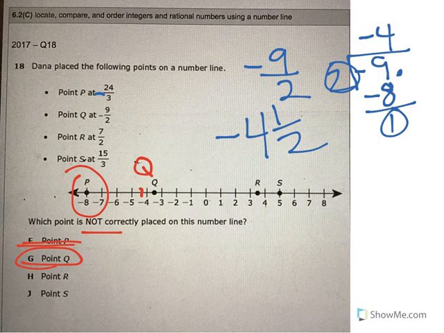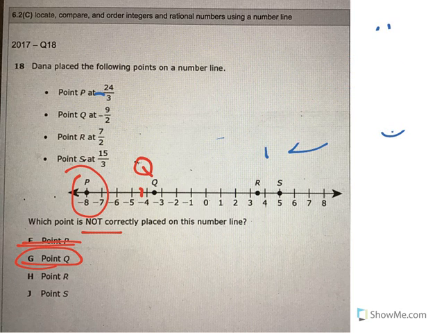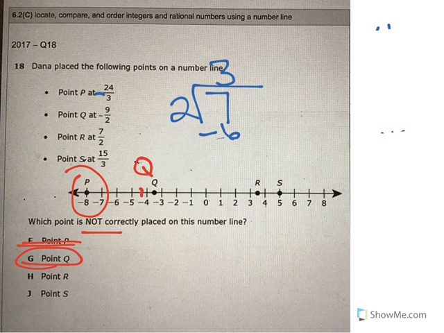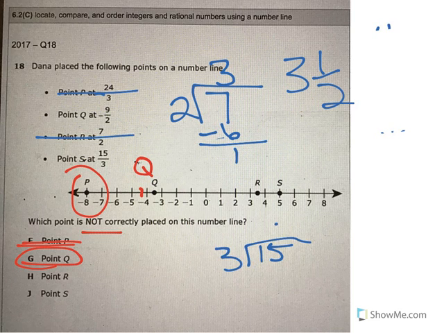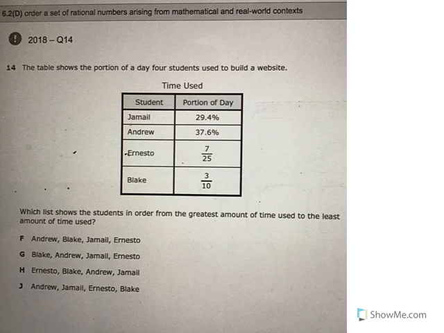But let's very fast check the other ones, just to make sure I didn't make a mistake. So we have point R is 7 over 2. Let's divide 7 by 2, and we get 3 with a remainder of 1, so it's 3.5. So halfway in between 3 and 4, and they did that correctly, so it's not that one. And then 15 over 3, divide 15 by 3, you get 5. They placed S at 5, so that's correct, so it's not those either. So again, we were correct in point Q, because they didn't place it in between the correct integers. All right, so next problem.